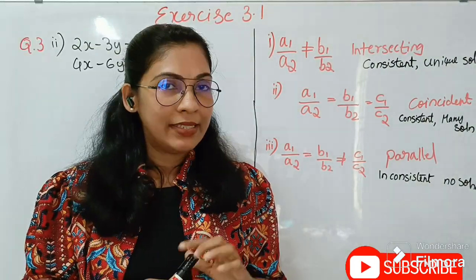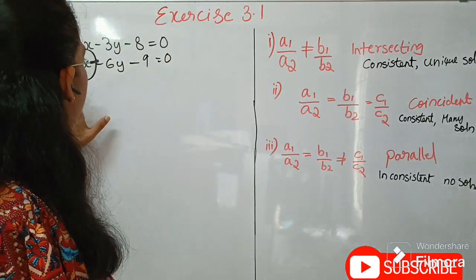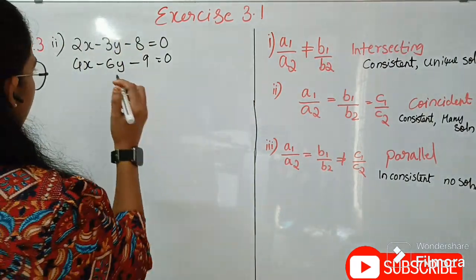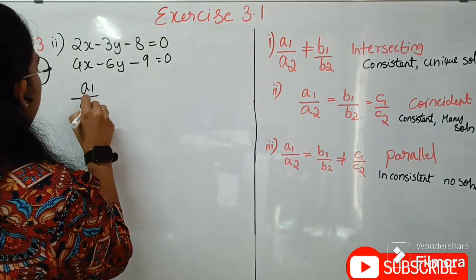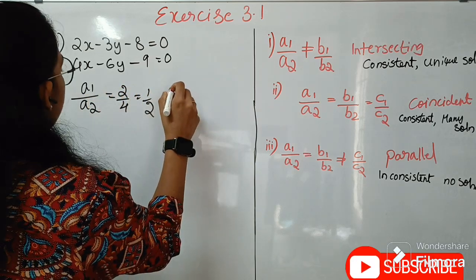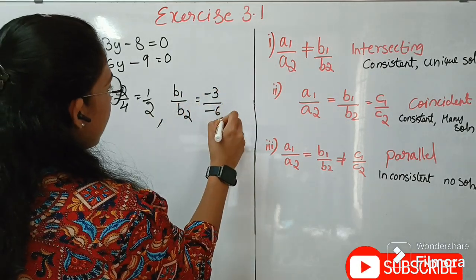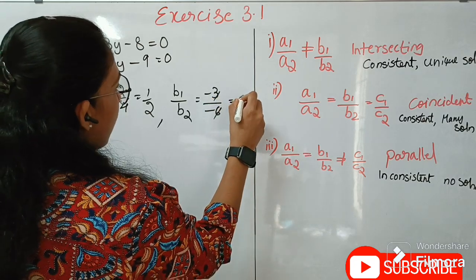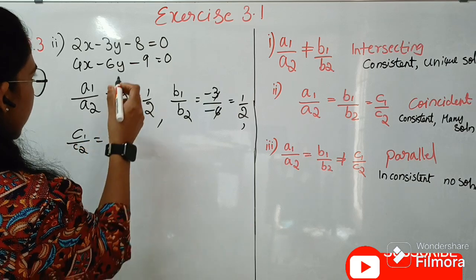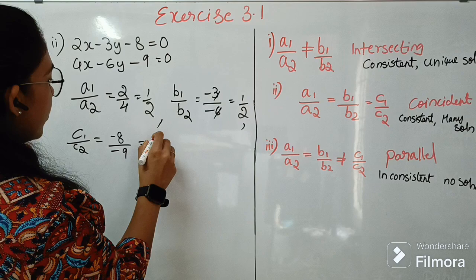So let's move on. Now the second question is 2x minus 3y minus 8 equal to 0 and 4x minus 6y minus 9 is equal to 0. So let's find out a1, a2 and so on. So a1 by a2 is equal to 2 by 4, which is equal to 1 by 2. Then b1 by b2 is equal to minus 3 divided by minus 6, which is equal to 1 by 2.